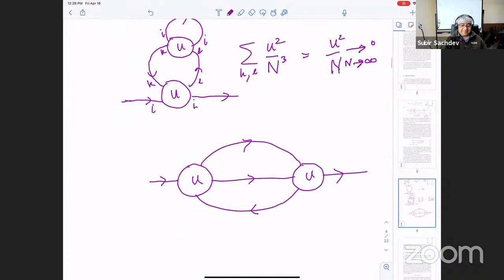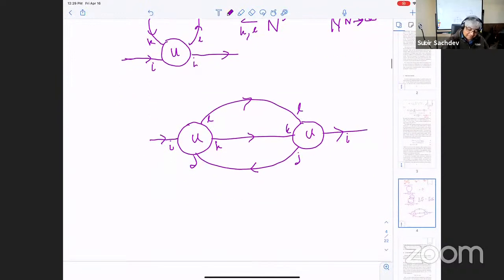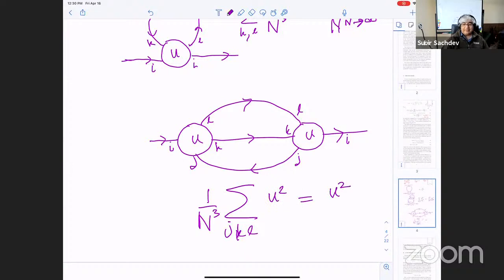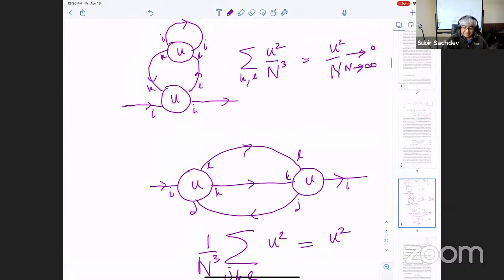And so you come to the most important diagram, of course. This is I, J, K, L. And now these have to match. No trouble matching K, L, J. And so that must be I. Okay, and now what is this equal to? 1/n³ from the two U's. And now we have a sum over J, K, L times U squared. And that gives me basically U squared, no n. So this is the diagram that survives, okay?